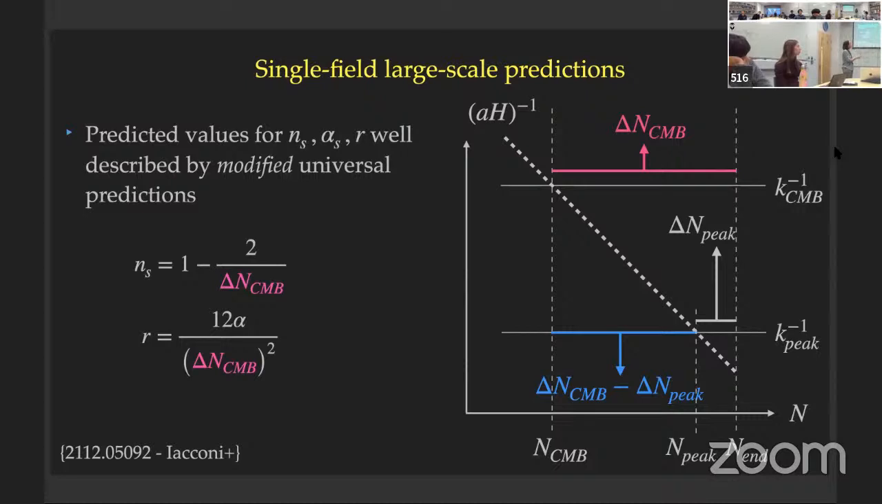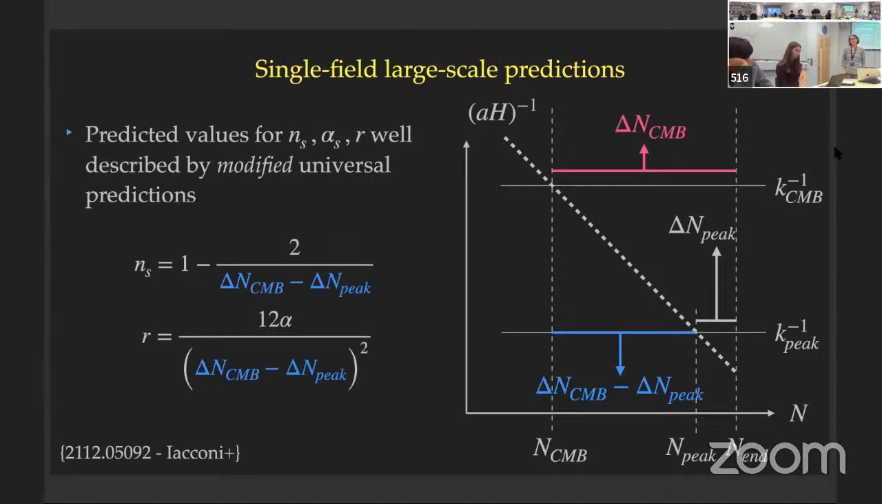So if we go back to this scheme of scales, it turns out that the large scale observables are no more set by this quantity, but this quantity. And so we can basically describe the large scale predictions in this way. I can change the position of the peak scale by changing the position of the inflection point. And this in turn will fix the prediction on large scales because of this. Does it make sense? Okay, cool. So the K peak is selected by the position of the inflection point.